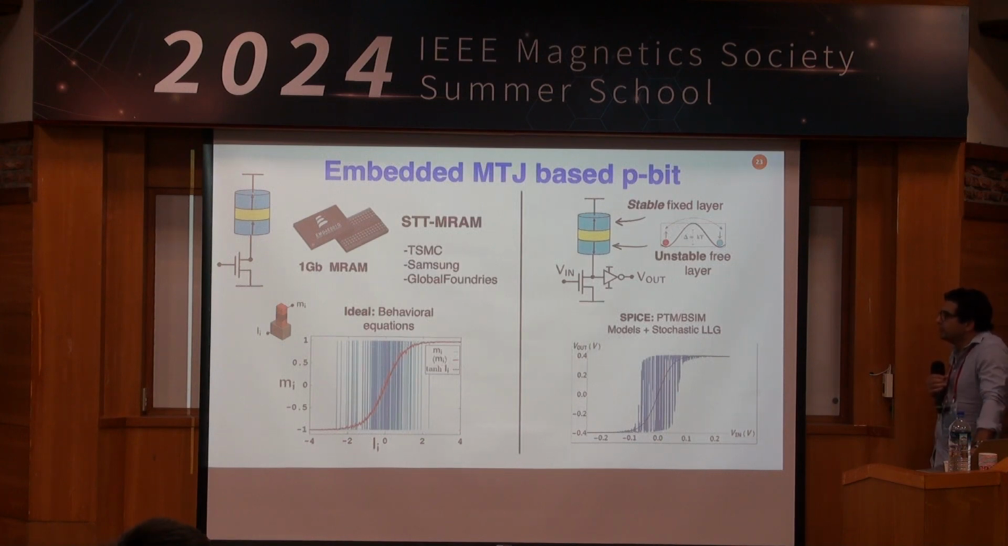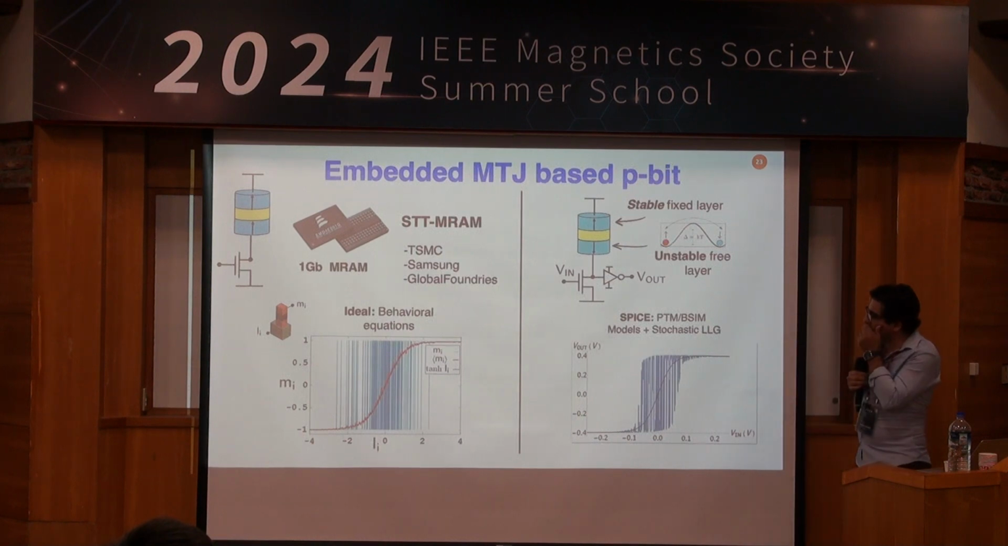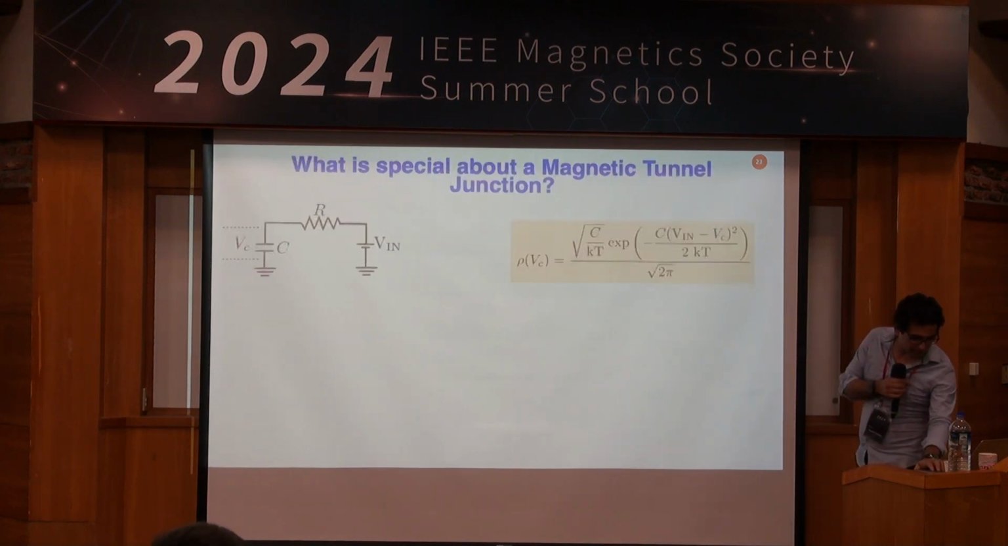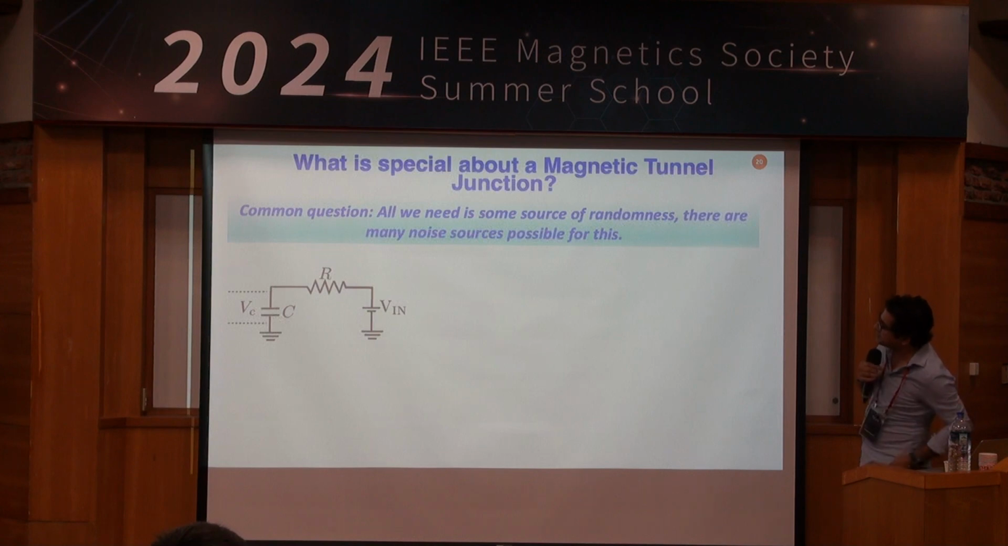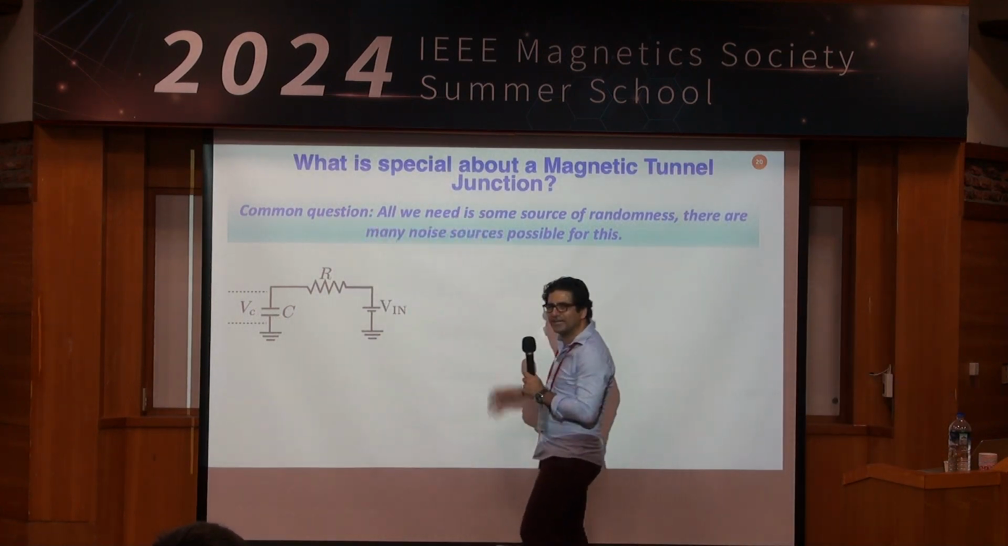Why do I care about the MTJ? All you have is a random number generator. Now, yes and no. Now, the problem with, so I'll show you now something that's for freshman physics, right? So suppose you have an RC circuit. Right? So this is a common question I get all the time.